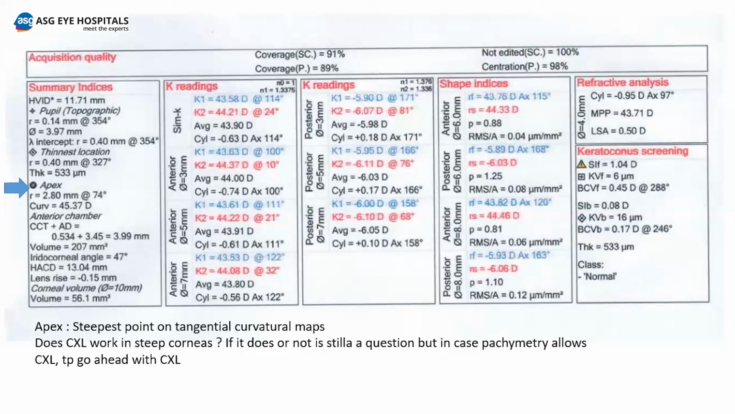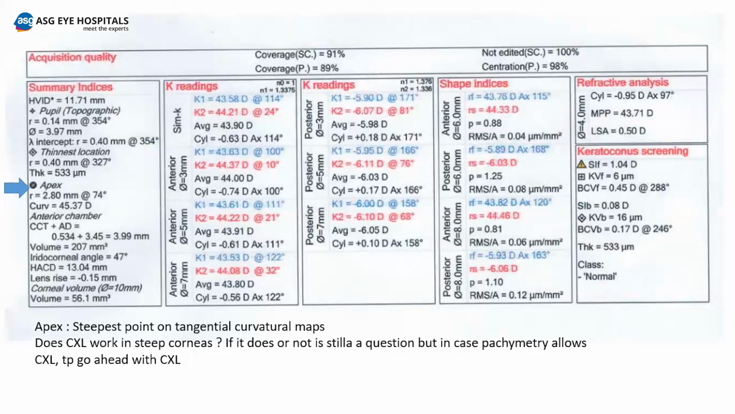Thank you, ma'am. Hi, I have one question. The screen that is being shown here, although the Sirius is showing it to be a normal class, just now it's being discussed that there are a few points of posterior abnormalities. So in such cases, what should we do? Should we proceed in this case for refractive surgery, or should we repeat the Pentacam and see?